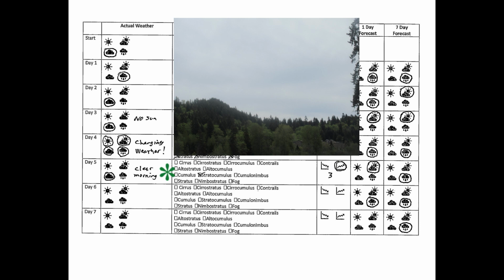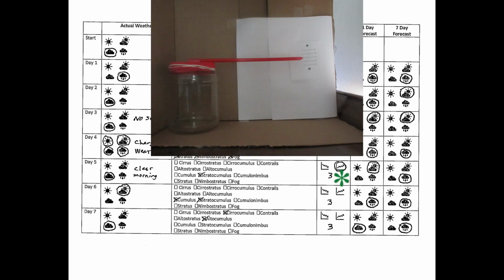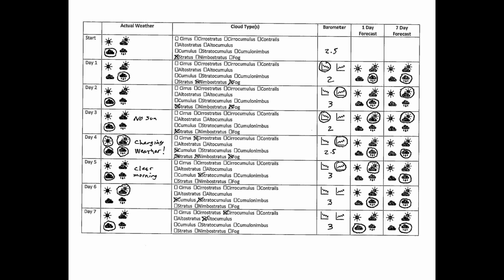The day started partly sunny, and then stratocumulus clouds filled the sky for the rest of the day. The barometer is rising to 3. Professionals are predicting morning showers. Note that the professionals got it wrong. They predicted partly sunny, but it was really mostly cloudy today, and the 7-day forecast had predicted rain.